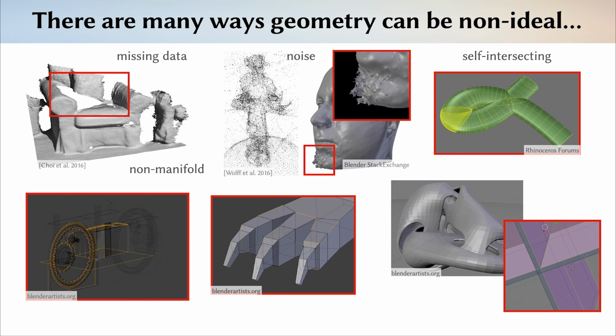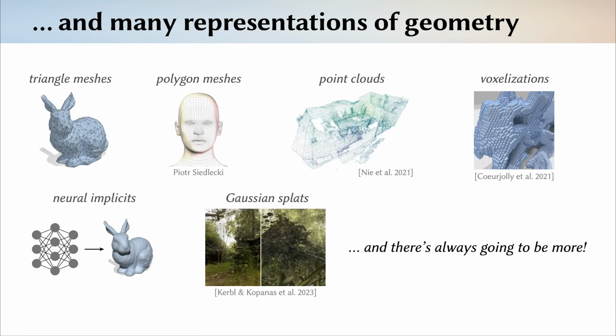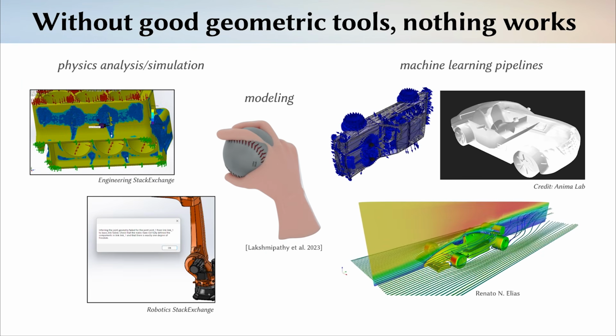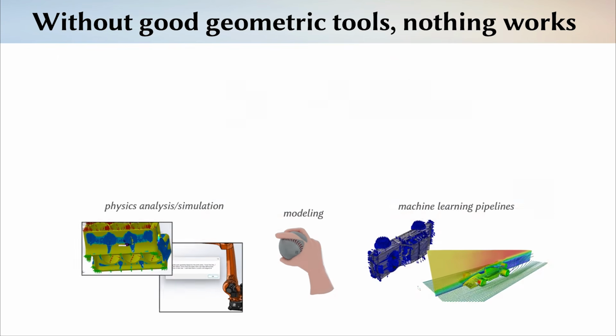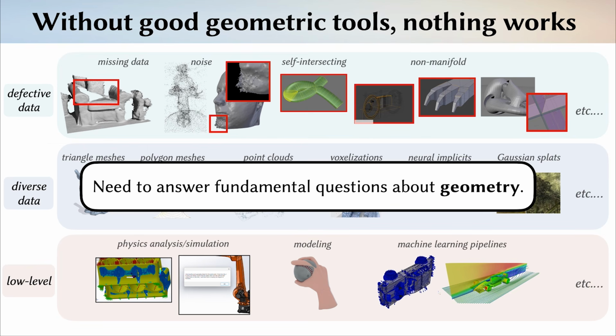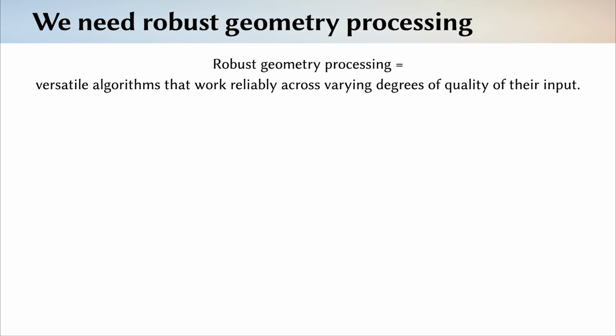Further complicating matters, there are so many different types of representations, and each of these representations has their own low-level defects. All of these low-level defects are unpredictable and frustrate higher-level design and optimization tasks. So we need to be able to compute geometric quantities from defective and diverse data, and defining what this means and building algorithms towards this goal requires answering fundamental questions about geometry. In other words, we need robust geometry processing.